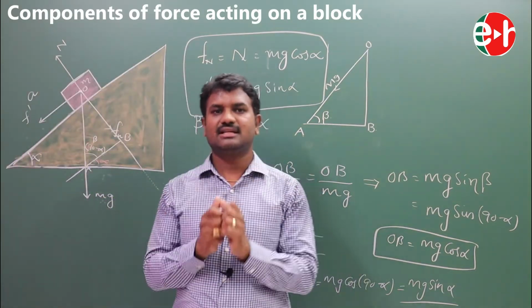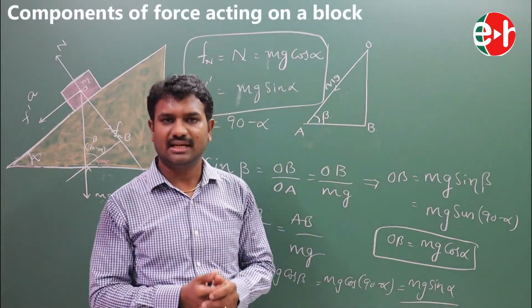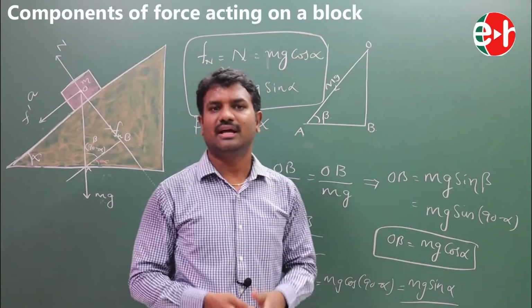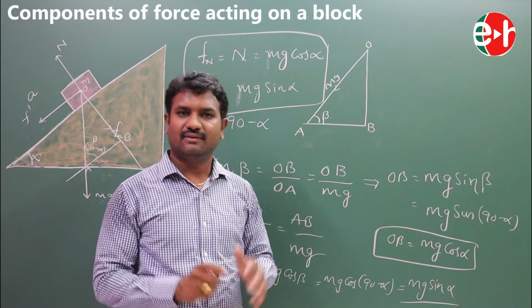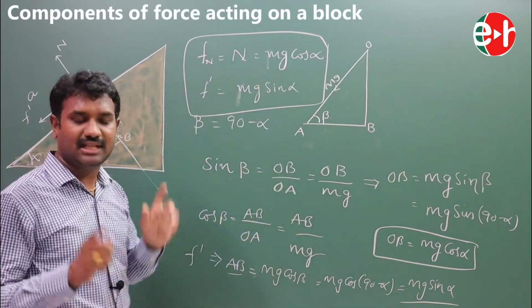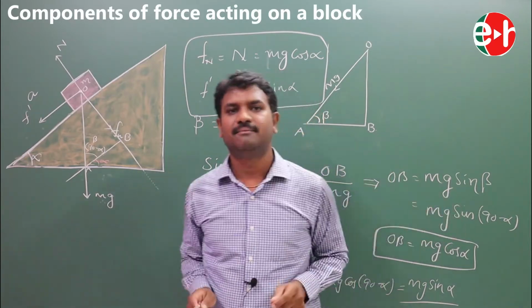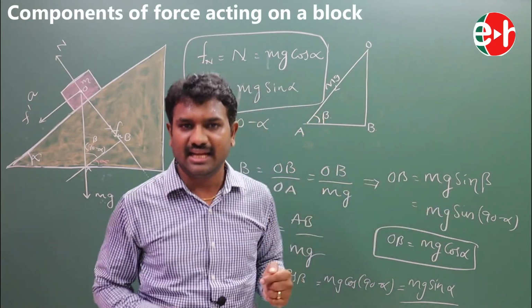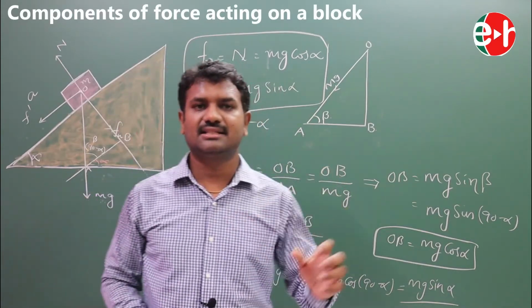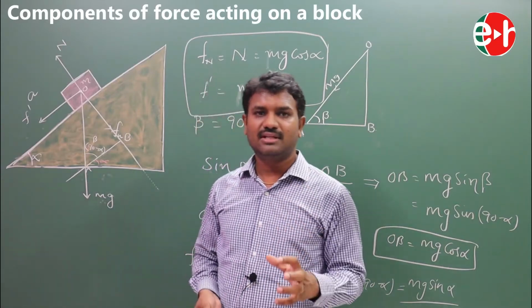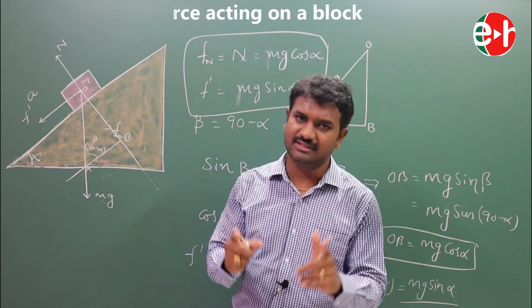So this is actually a basic concept. We are going to apply this basic concept in several problems and in several other proofs. Every time I don't explain all this, so you have to remember this. Whenever I explain such problems, if I say normal, you have to say mg cos alpha. If I say the force acting along the incline, you have to say mg sin alpha. Remember this. Next, let us discuss the motion of bodies on inclined planes with the help of strings and pulleys. See you all.